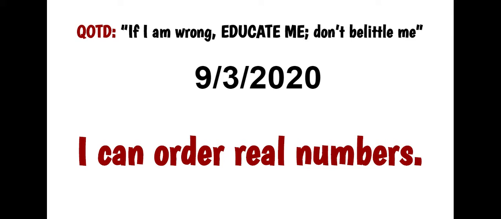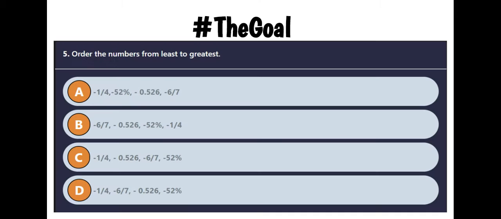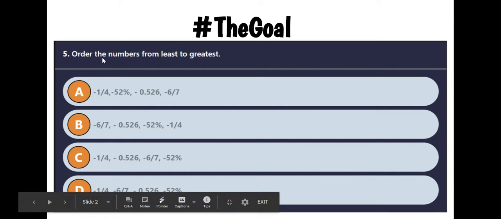Our I can statement is I can order real numbers. Now, this is the goal of this next section. On the STAR test or future tests, you're going to be given a list of numbers. It might be a flat horizontal list, left and right. It might be a vertical list, up and down. It might be in a table. It might be on a number line.